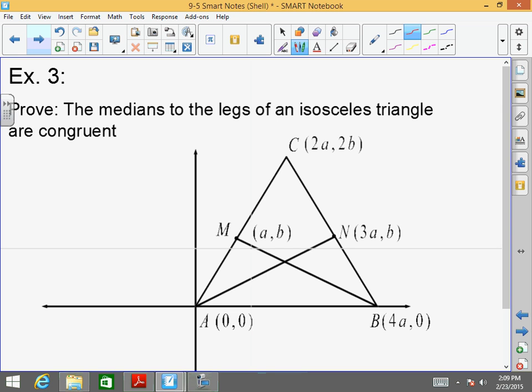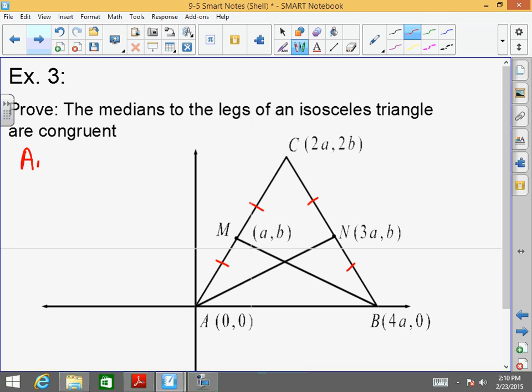Example 3 here. Prove that the medians of the legs of an isosceles triangle are congruent. So what do I want to do here? I want to prove that AN is congruent to BM. How can I do that? Well, you know that the medians cut these into two perfect halves, correct? And it's an isosceles triangle. So all of those are correct. But I want to prove that the actual distances of AN and BM are congruent.